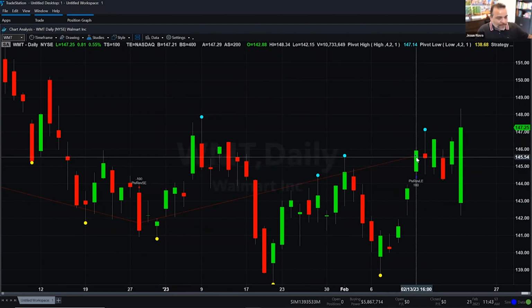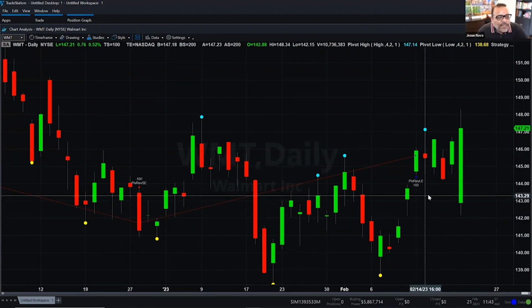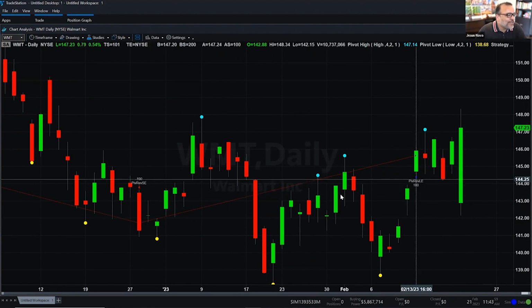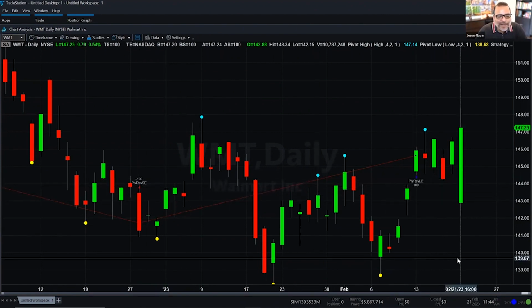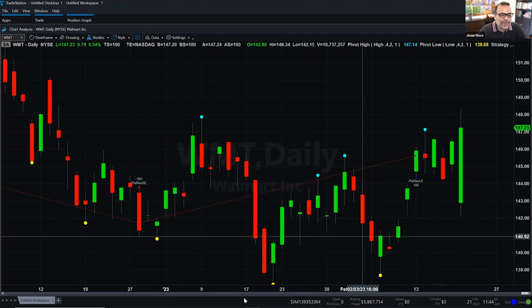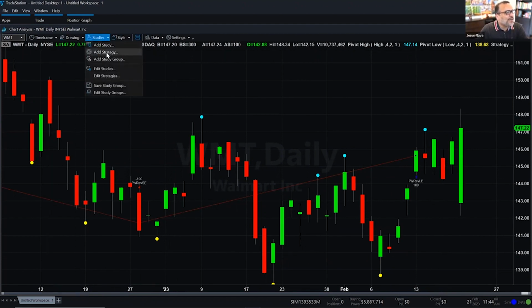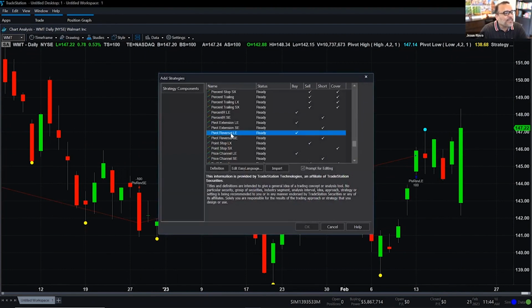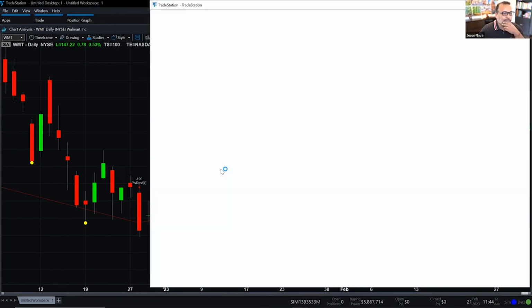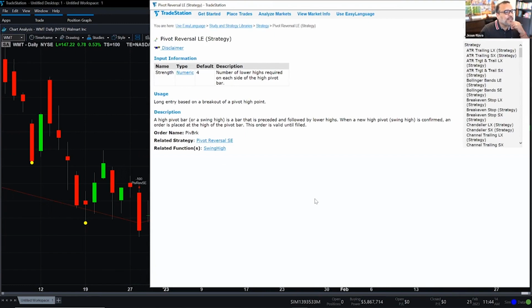Not only that, but this is our long entry and this is our short entry. This is a strategy that is looking at things a little bit different. And if I go here to the list again, let me go here to studies and add strategy. I'm going to select the reversal one and go to definition, because I think this one does give us a little bit of detail.